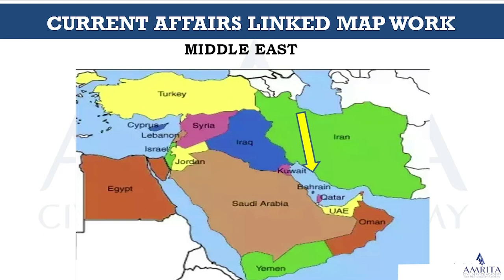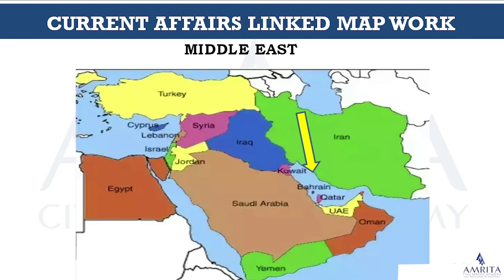Then come to this Red Sea. Red Sea, you can see a connectivity from Red Sea to the water body just above that, that is Mediterranean Sea. Red Sea to Mediterranean Sea connectivity is Suez Canal. Then see this island Cyprus. Cyprus is an island located in Mediterranean Sea.